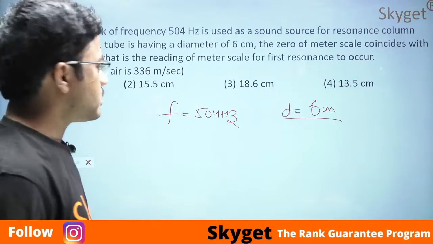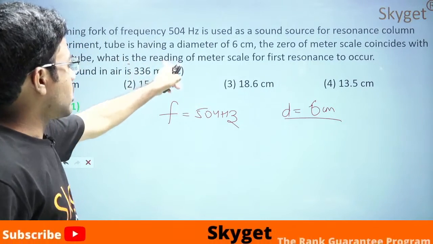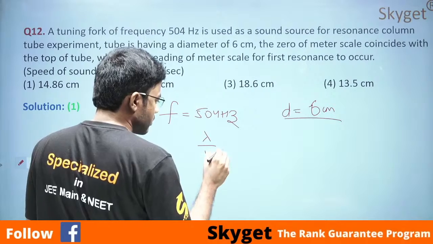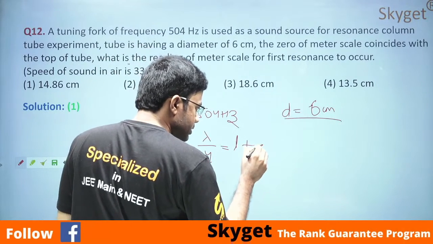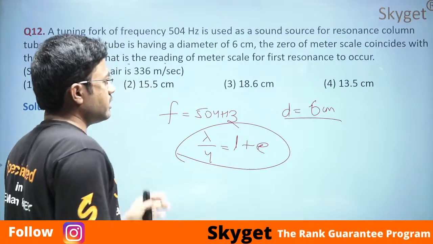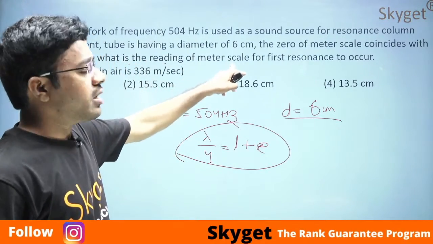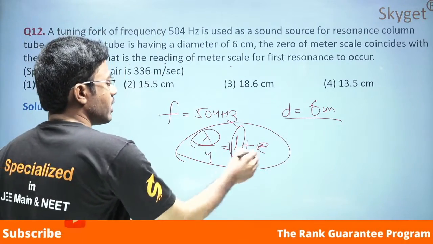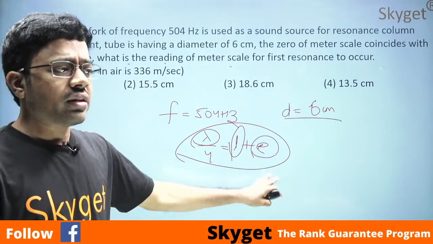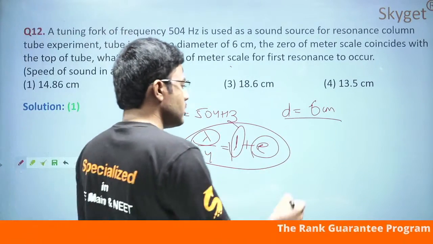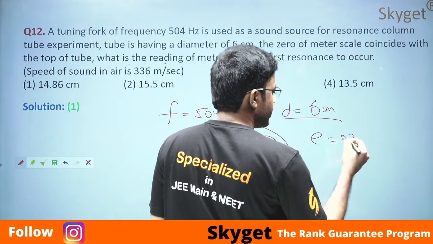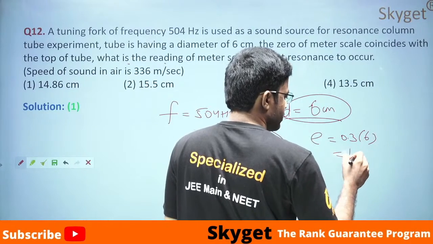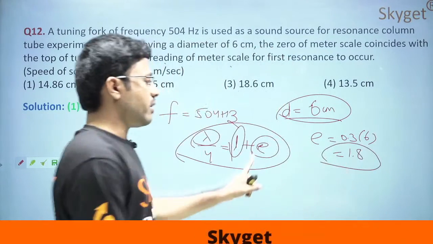So what is the condition exactly? To find the reading of the meter scale for resonance to occur, as you know, lambda by 4 is equal to L plus e, where e is the end correction. So he is asking what is the reading of the meter scale, that is, you should find the value of L. First you should have the value of lambda and e. Finding the value of e is very standard and very easy. So e is equal to 0.3 times the diameter, that is 0.3 times 6, which is 1.8. So you have the value of e.